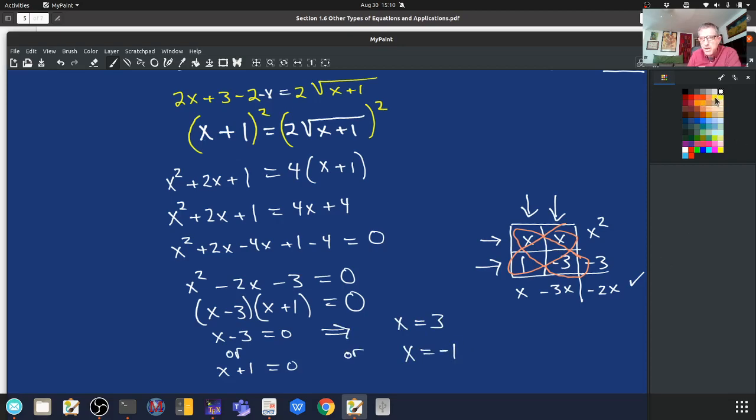So these are possible solutions. I absolutely have to check them because I squared two times. Check each one. So you go back and you look at the original one, and I'm going to let you do it. And it turns out that both of them check. Well, I'll do one of them.